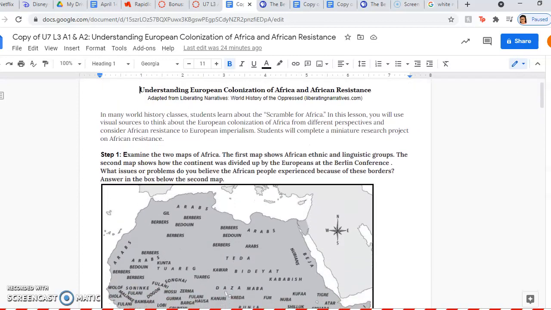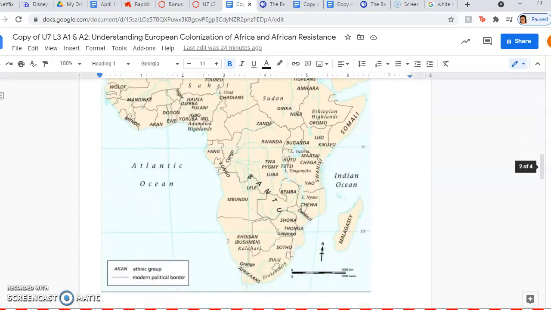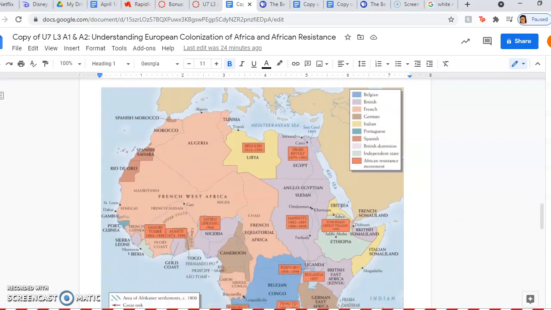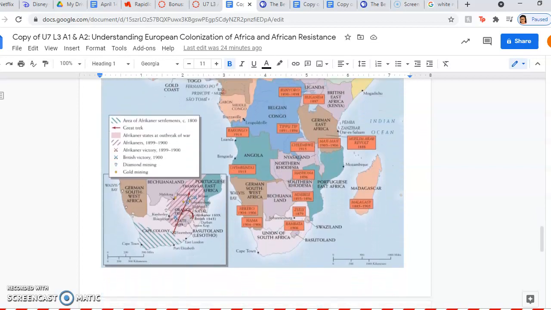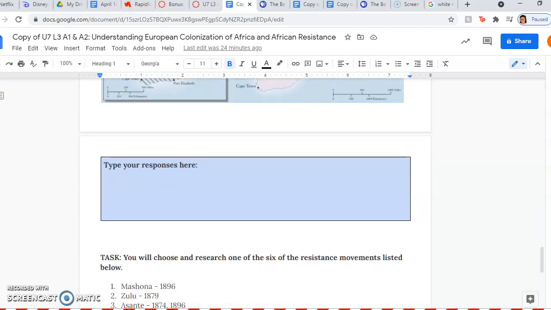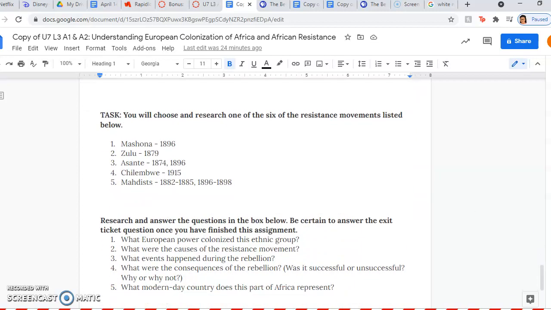And then you're going to read and study this map because we're talking now about colonization. They want you to identify the patterns and what you find. And they've given you another map and they've given you information. And then you write your response here. And then the last task, you will choose one of the 6 resistance movements. And then you answer the 5 questions that go there.